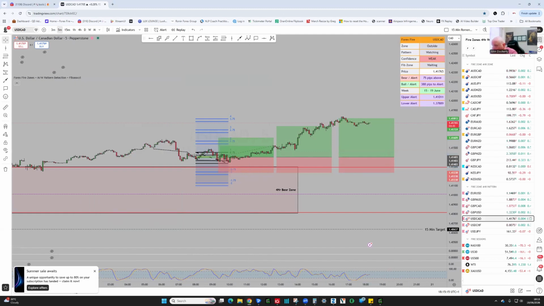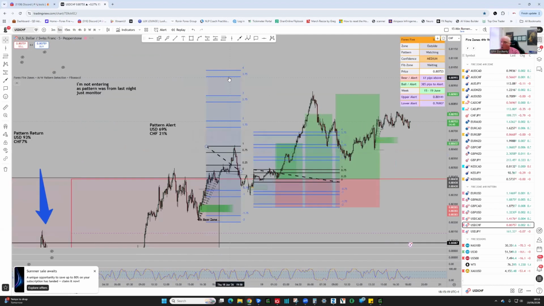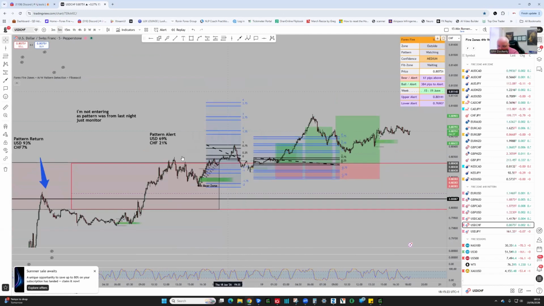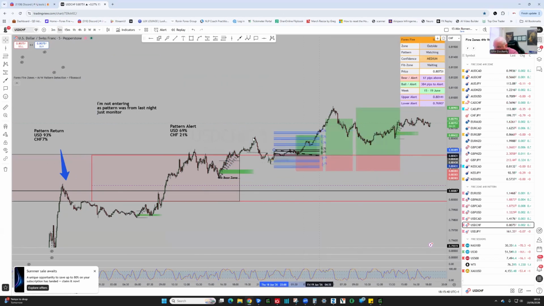We come into the USD Swiss franc. Okay. Excuse me. So you can see on here, again, we were looking for the sell to come in. The pattern was, I was not entering the pattern from last night. I was just going to monitor this. Again, we were looking for selling power on here. I'm just going to get rid of this because I was just using these as an example today. Okay. Let's take a look.